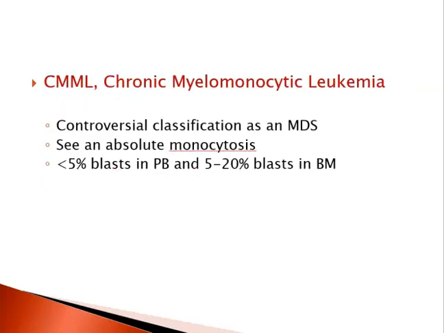The last category for the FAB system is actually a controversial classification for MDS, but it's called CMML, or chronic myelomonocytic leukemia. And in this classification, you will see absolute monocytosis. You will have less than 5% blast in the peripheral blood, and you can have 5 to 20% blast in your bone marrow.